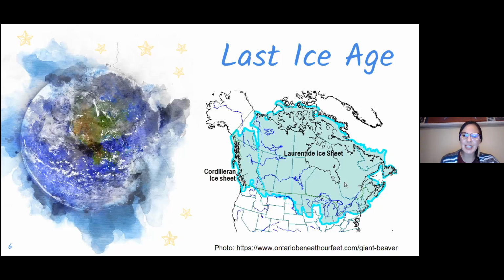The last giant beavers were said to go extinct during the last ice age. And this was because they relied on the aquatic plants and they weren't able to build dams to ensure that they had that food and those aquatic plants to eat.